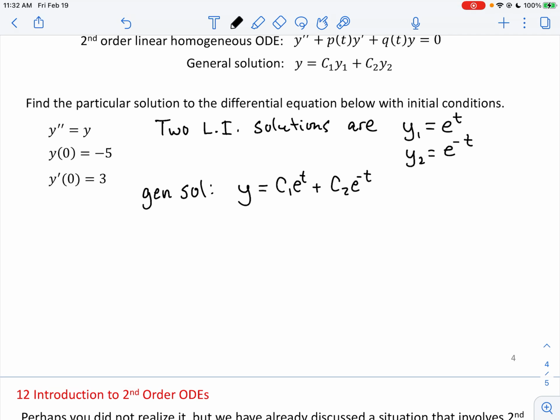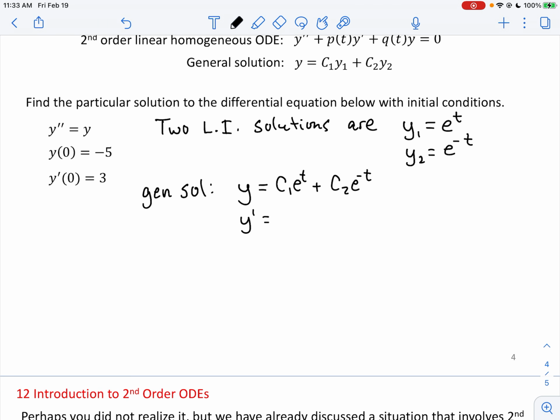Okay, let's see. Back to our problem. We want to satisfy this statement and this statement both. So I need to take a derivative of this so I can get this one set up. Let's go ahead and find the derivative of our general solution.